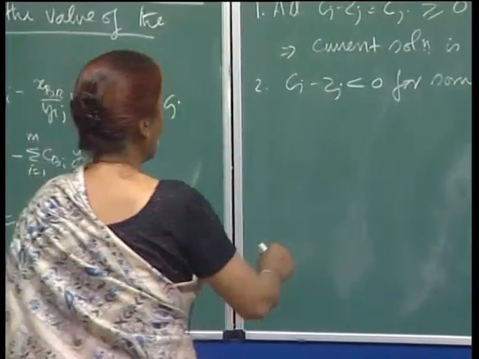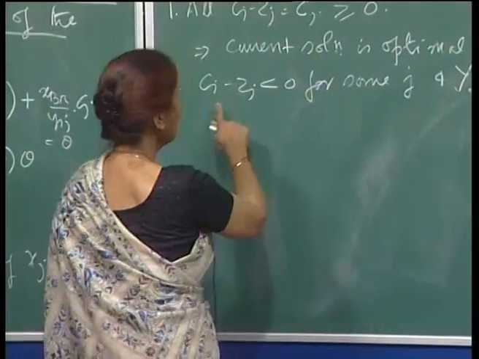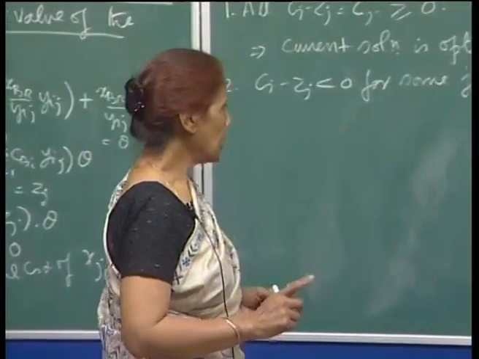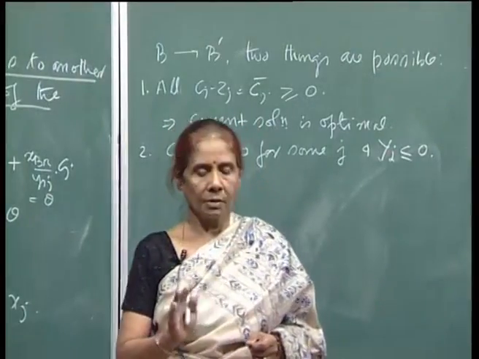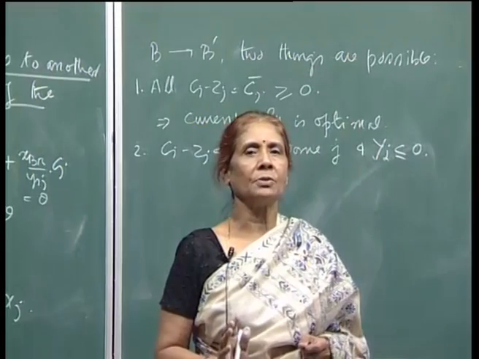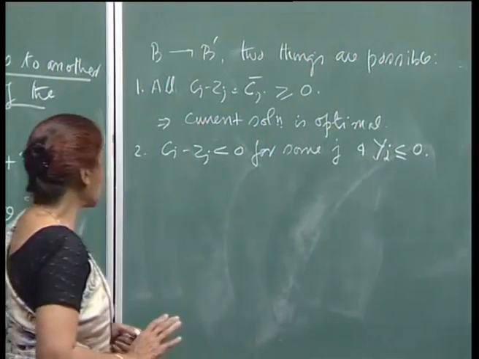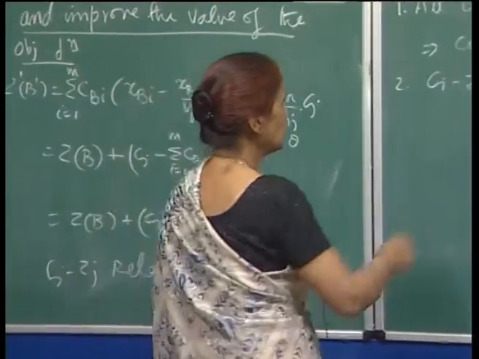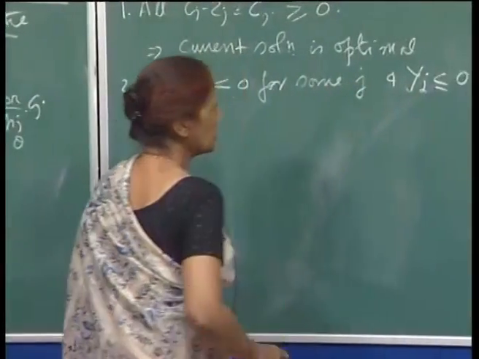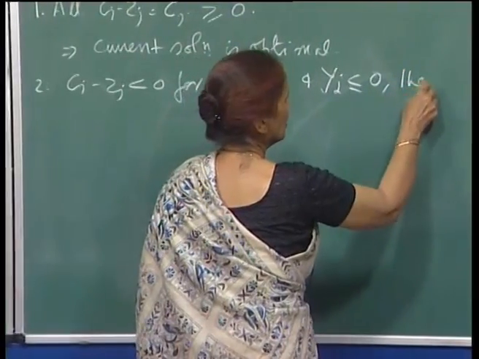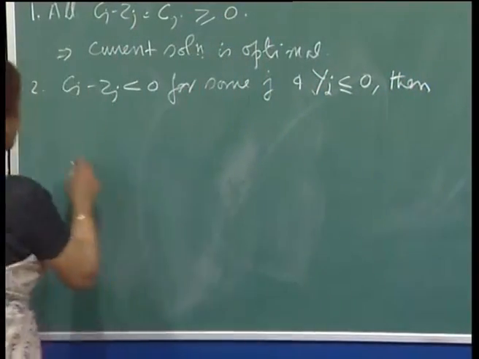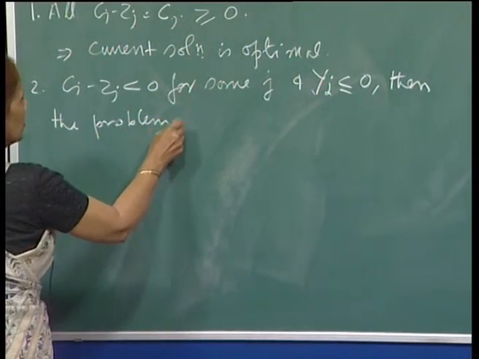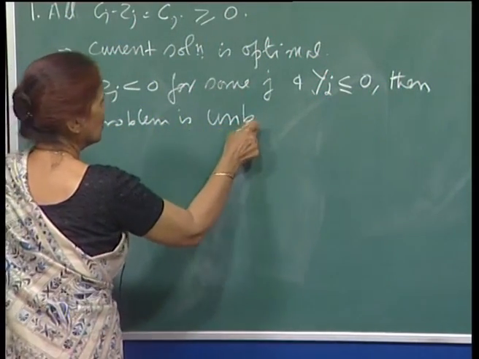So, let us see. I want to show you that if C j minus Z j is less than 0 for some j and all components of Y j are less than or equal to 0, then you can show that the problem is actually unbounded. So, if this happens for some j, then the problem is unbounded.